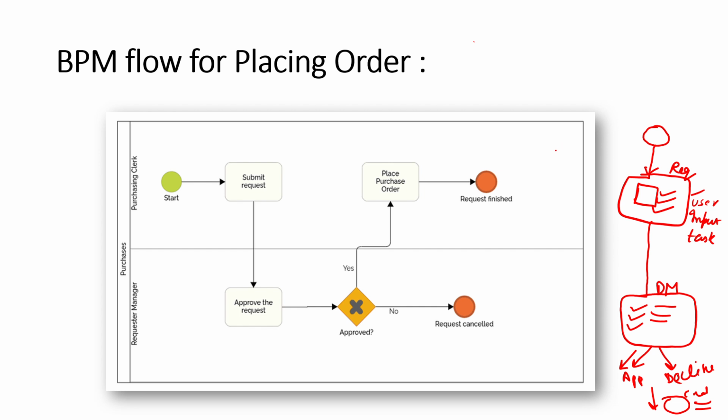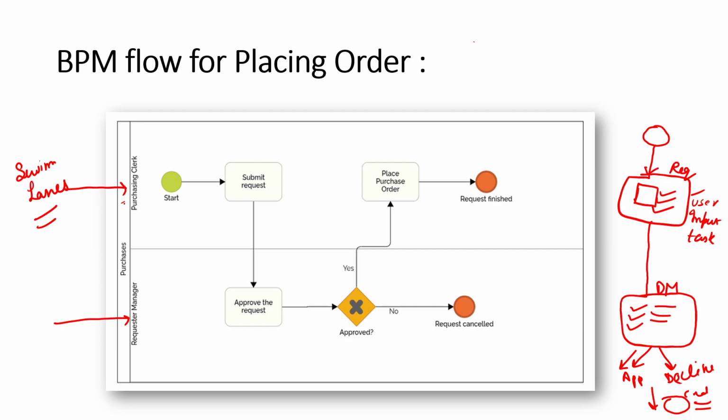Same example, but we have taken a different kind of thing. It's a purchasing clerk activity. You see these two lanes are there. So what do we call these lanes? These are called swim lanes, right? What we are doing now is understanding how this diagram is built and what activities are happening inside it.